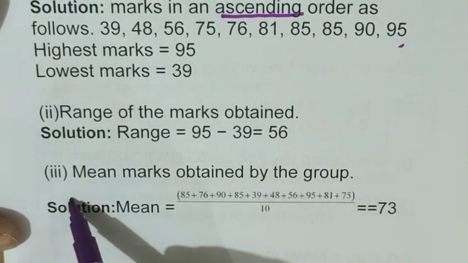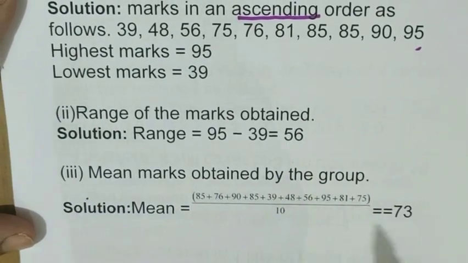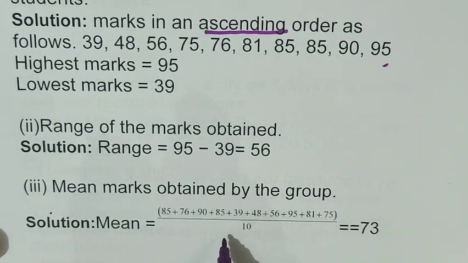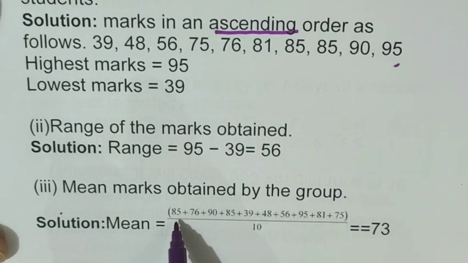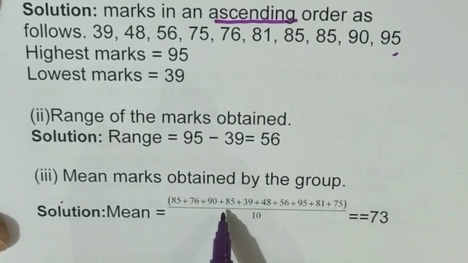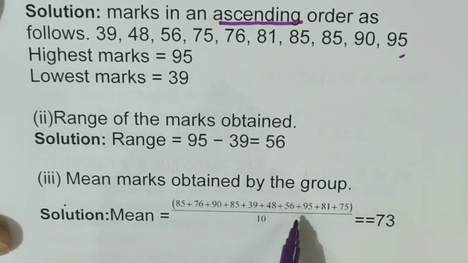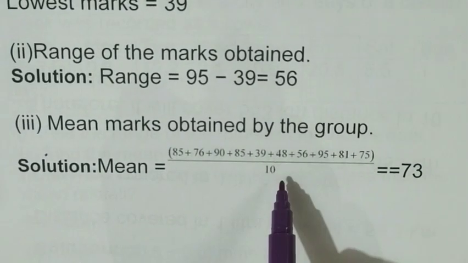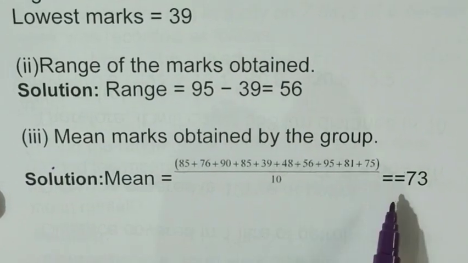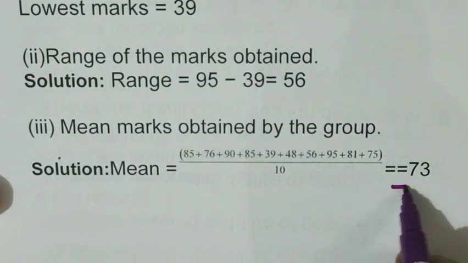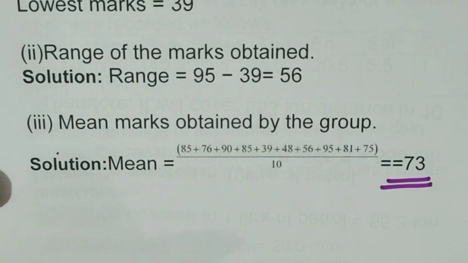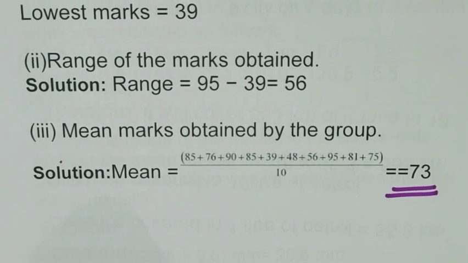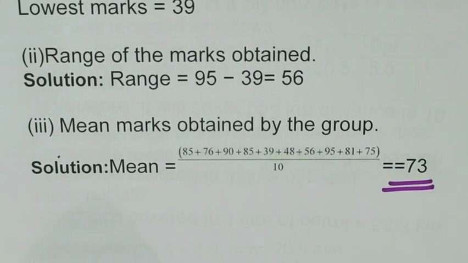Now the third question, mean marks obtained by the group. So mean is equal to sum of the observations by total number of the observations. So just add this one: 85 plus 76 plus 90 plus 85 plus 39 plus 48 plus 56 plus 95 plus 81 plus 75. So just add all this and we divide. You will get the value as 73. I have not written the sum. You only add and find out what is the sum, and you have to divide by 10 because 10 observations are there. So the mean will be 73.